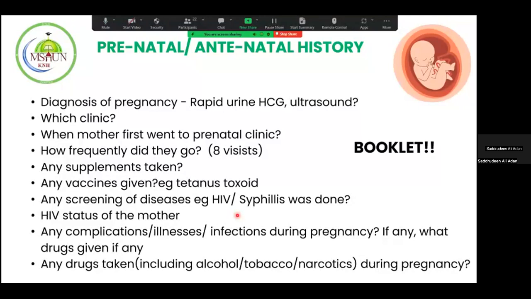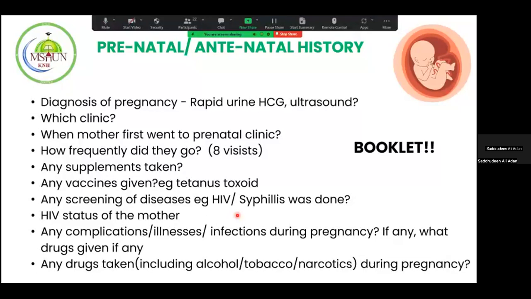You ask about the diagnosis of pregnancy. Was it rapid urine HCG, where the woman urinates on it? Was it through an ultrasound? And which clinic would the mother go to for her ANC visits? And when was the first visit?